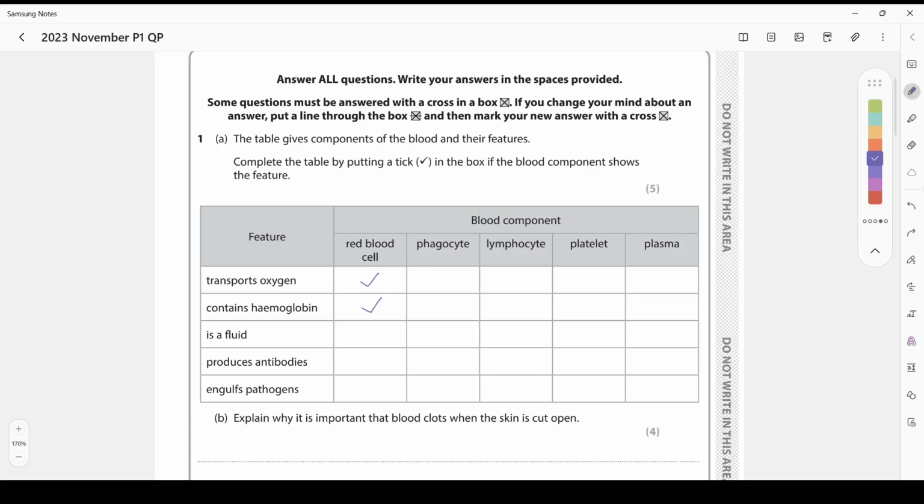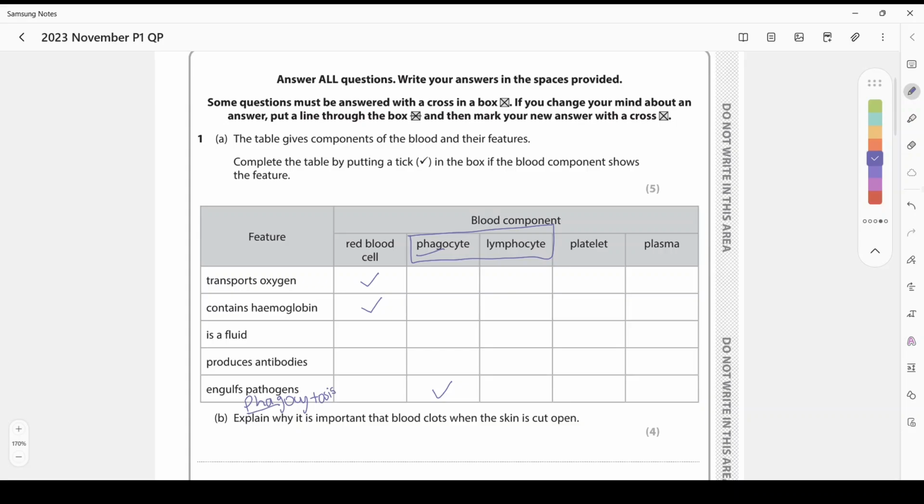So phagocytes don't transport oxygen, they don't contain hemoglobin, they're not a fluid, they're a cell. So they're a type of white blood cell. So these two are white blood cells. And phagocytes are the ones that engulf pathogens. And you can see it from the name as well. So we talk about engulfing pathogen, that process is called phagocytosis. Right? And phagocytes undergo phagocytosis.